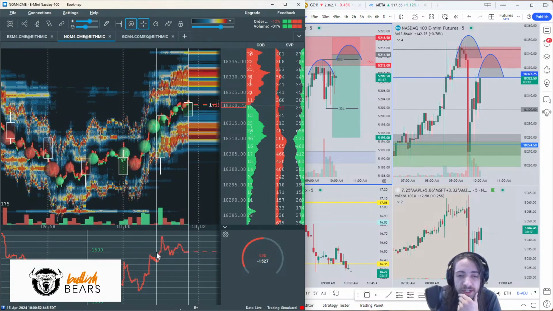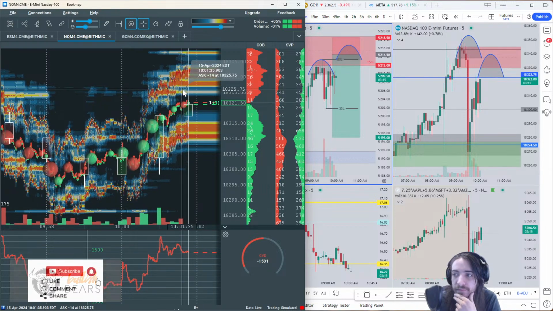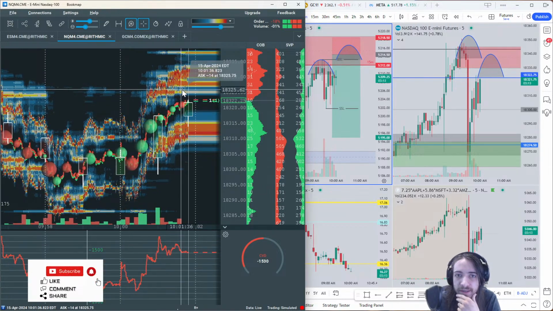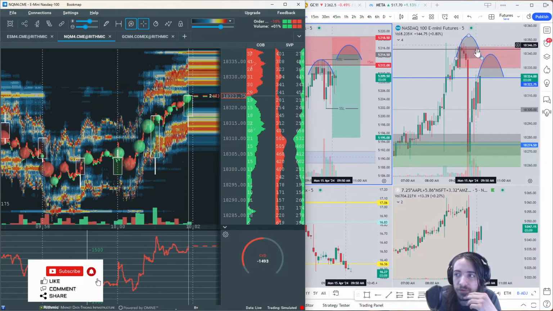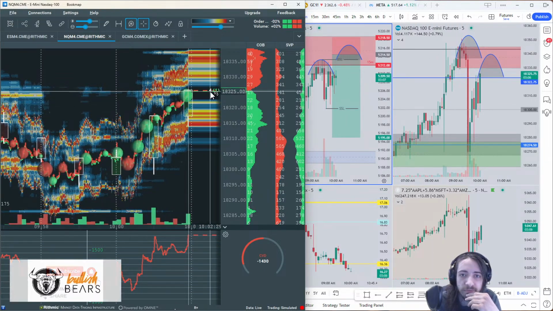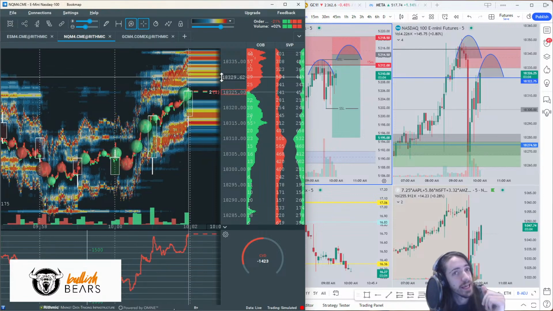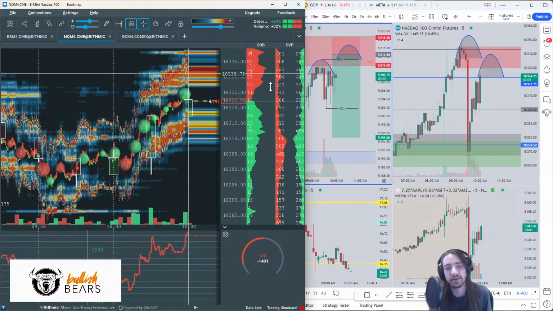CVD slowly trying to climb. Let's see if we get that pop on Nasdaq. Remember, I want Nasdaq to hold inside this zone right here. So there, boom, right there, 5 points. Just like that, guys. Just like that.